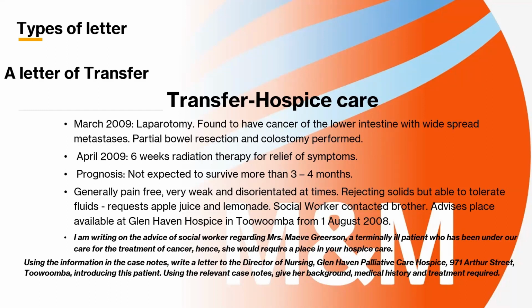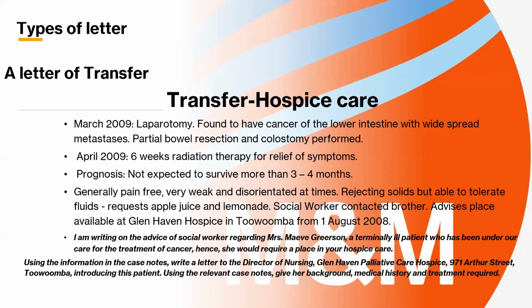I'm writing on the advice of the social worker regarding Miss XYZ, a terminally ill patient who has been under our care for the treatment of cancer. Hence, she would require a place in your hospice care. Or also, I can just skip this part and write it down later in the conclusion part. So we can write it down either over here or maybe down the grade in the conclusion part, right?